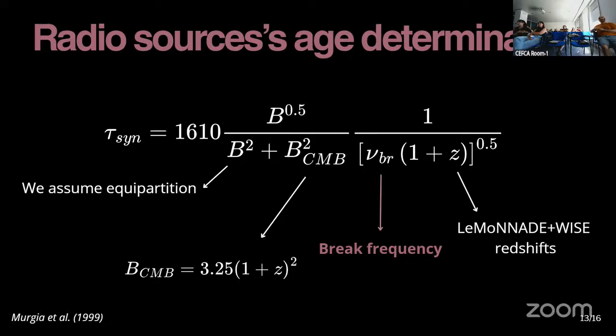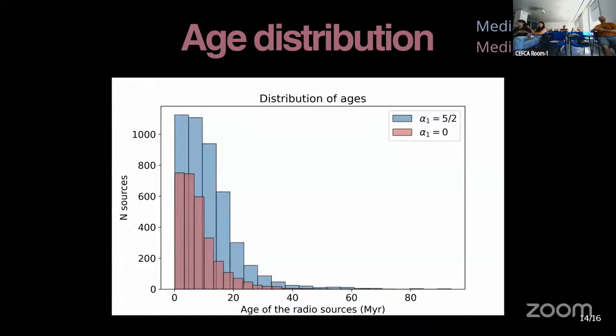Then this term is presented like an equivalent magnetic field, for the inverse Compton electrons that are scattered by the photons of the CMB. And then the break frequencies and the luminosities with redshifts. Okay, so this would be the age distribution that we get.